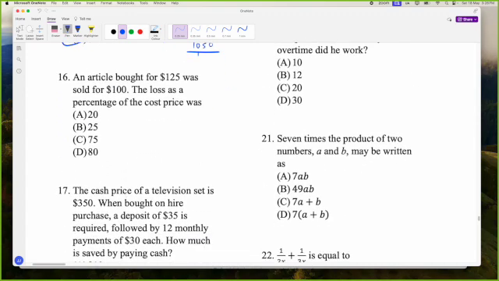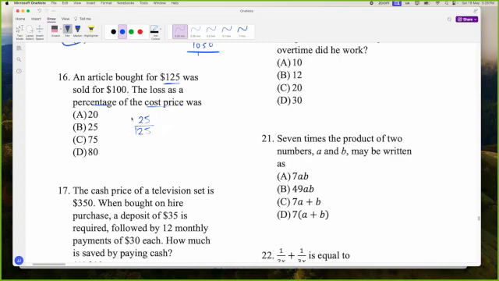An article bought for $125 was sold for $100. The loss as a percentage of the cost price. So you always take the loss. You buy it for $125, you sell it for $100, you lose $25. So the loss all over the original cost price, right?